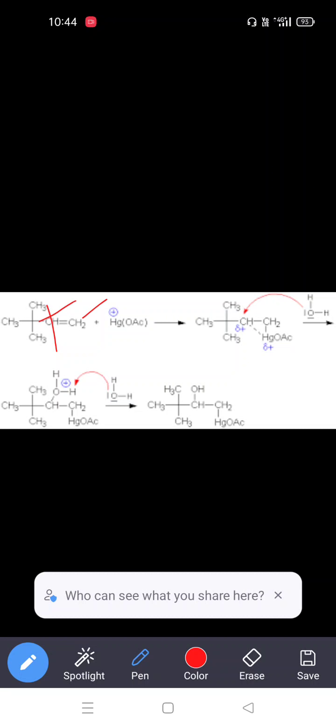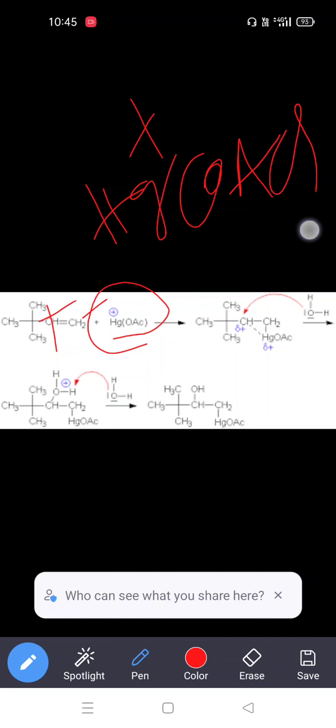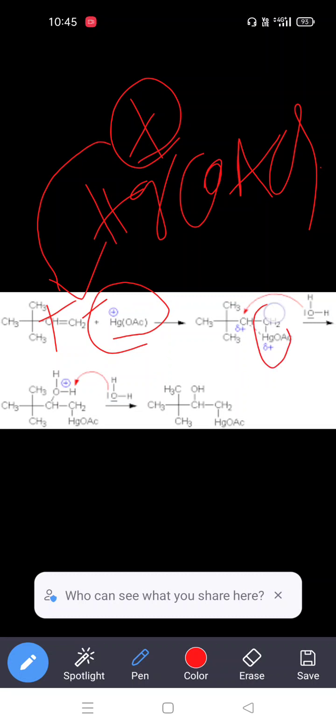So this is the mercuric acetate ion. So the positive mercury acetate ion, Hg plus OAc ion. This Hg plus OAc ion attacks the carbanion, so that means the terminal carbon. So this is the carbon where HgOAc is attached. So this carbocation is always empty at this place.